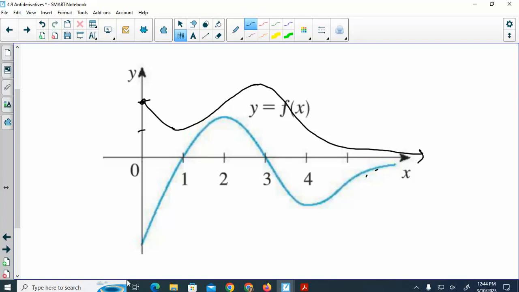How does that relate to the original function? All right.